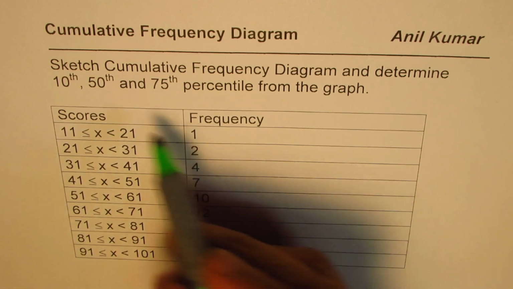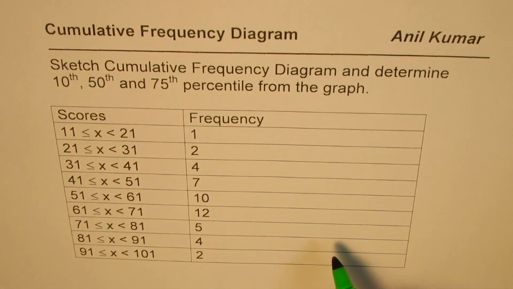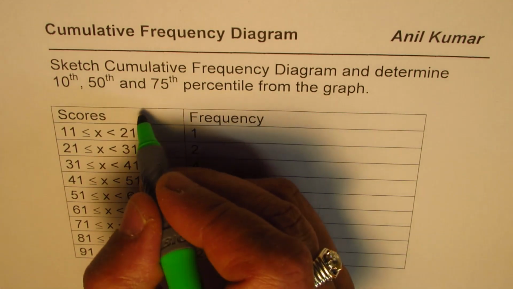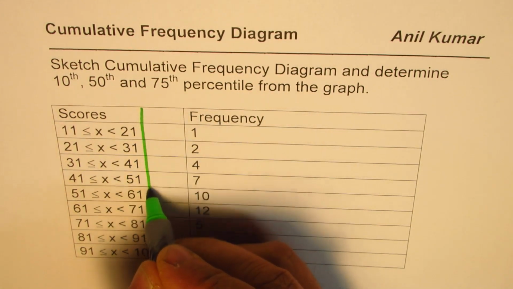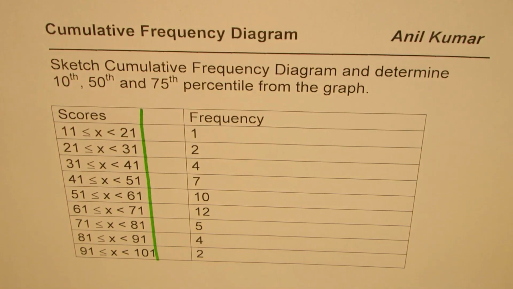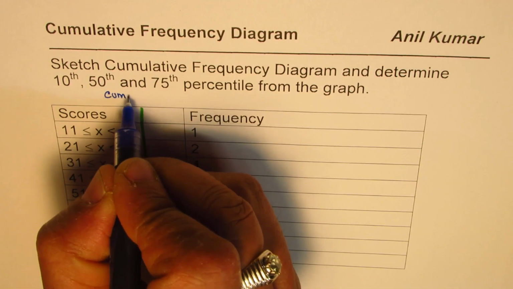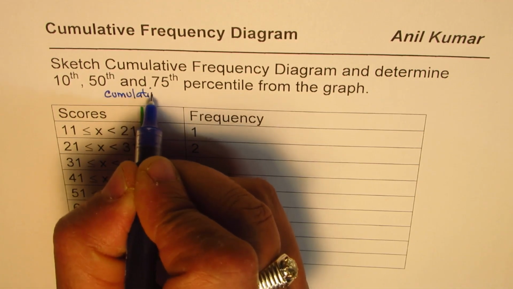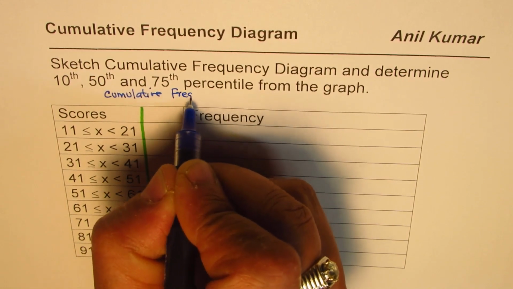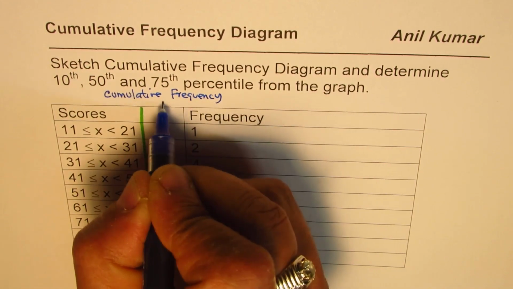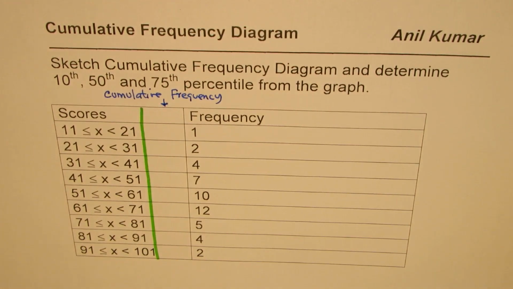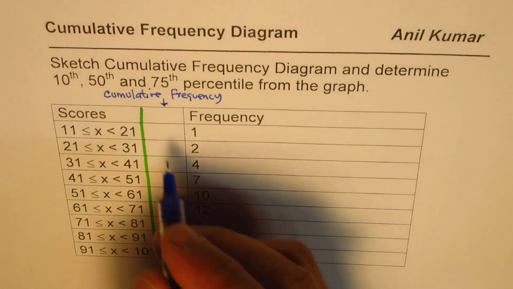So normally we have this column after frequency. Since I'm going to use this space to sketch the graph, I'll shift it to the left side, right? So I'm making a column here, and this column is for cumulative frequency. Let me write down here, cumulative frequency. Is it okay? So we'll put cumulative frequency in this column. So let's begin by just adding them up.